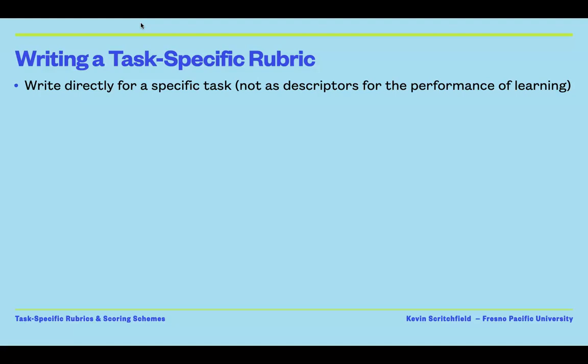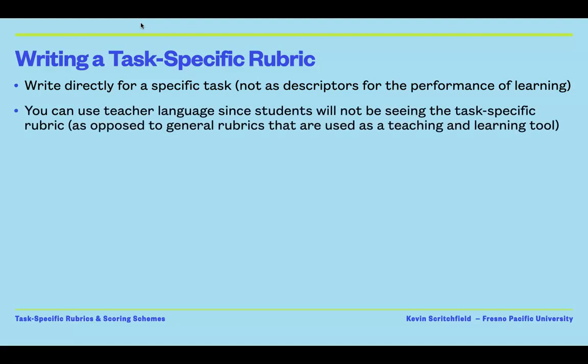Now, writing a task-specific rubric. Here are the steps for writing a task-specific rubric, and I've outlined these for you in a document right underneath this video in Moodle. Write directly for a specific task, not as descriptors for the performance of learning. So you are writing exactly what you want to see from the task that you're asking your students to do. You can use teacher language, since for the most part, students will not be seeing the task-specific rubric afterwards, as opposed to general rubrics that are used as a teaching and learning tool.